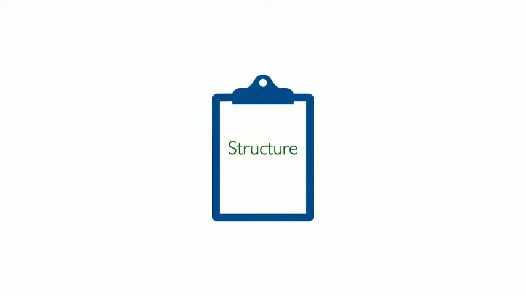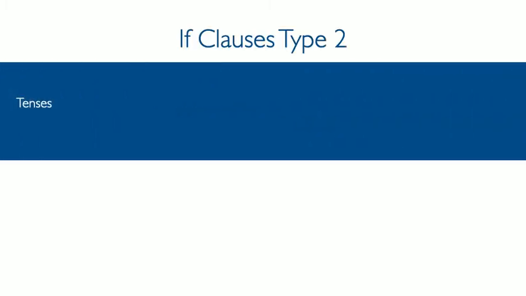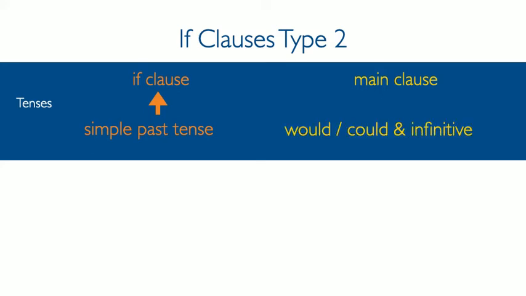Alright, now I will tell you the structure of if clauses type 2. If clauses type 2 always consist of two parts. It's the if clause itself and the main clause. In the if clause you use the simple past tense, and in the main clause you use would or could and the infinitive of a verb. Now let's check out our examples and we will have a closer look at the grammar.